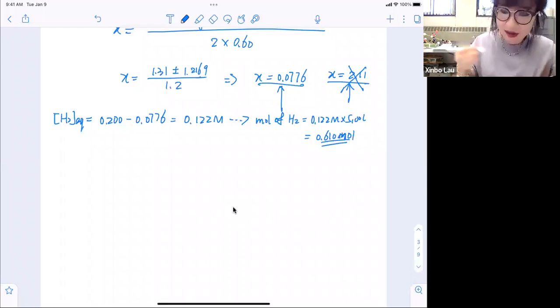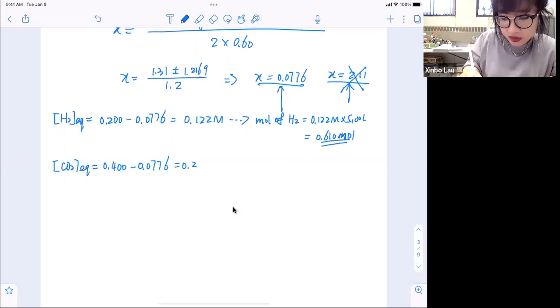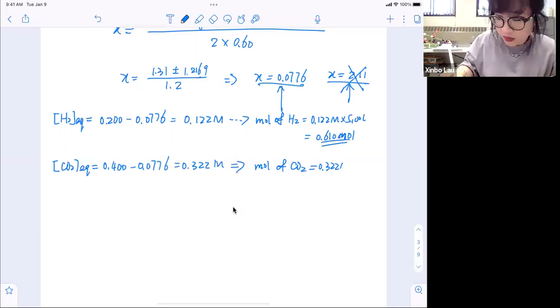And now we can do the same calculation for the right side. I'm just going to quickly write this down. That'll be 0.4 minus 0.0776, about 0.322. Then moles of CO2 will be 0.322 multiplied by 5, which gives 1.61.